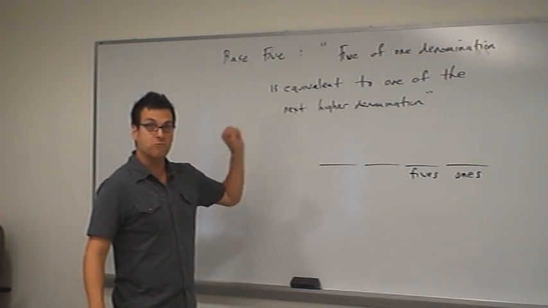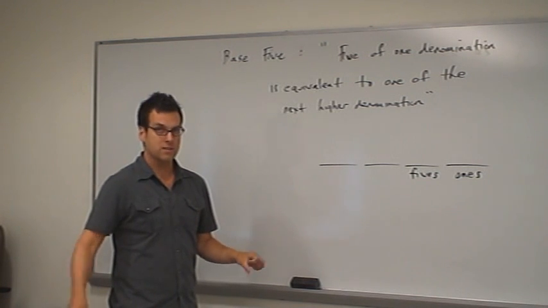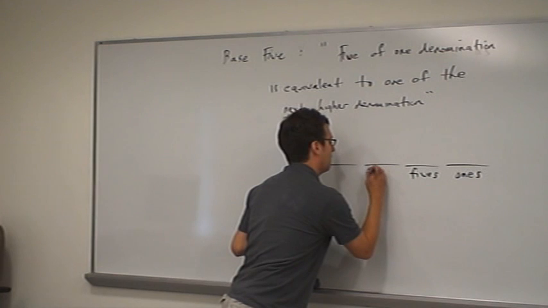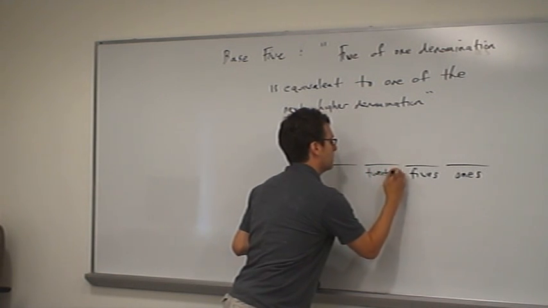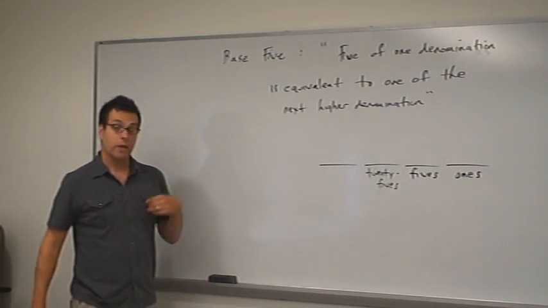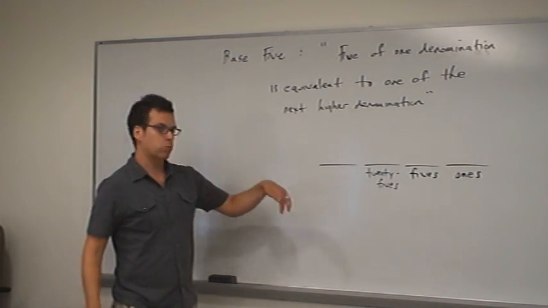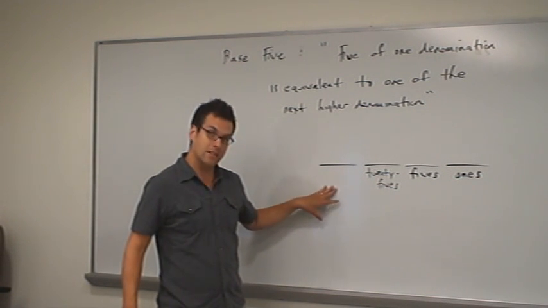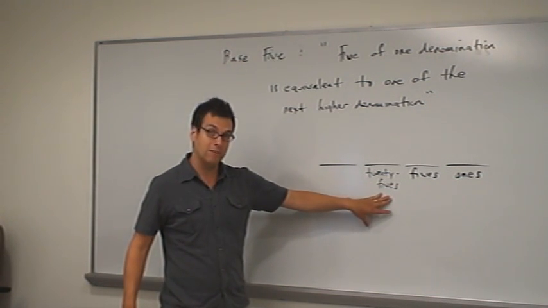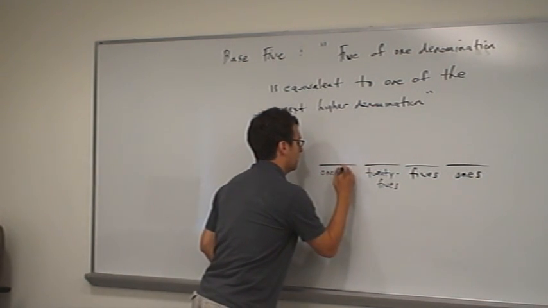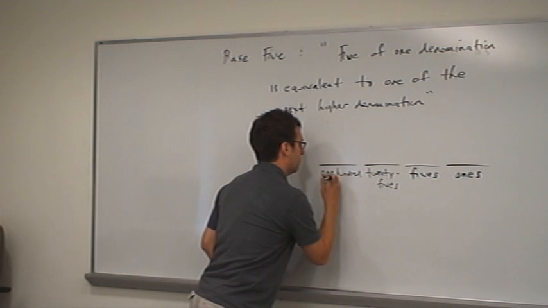Again, our rule is 5 of one denomination is 1 of the next. We're in the 5's place. 5 fives is the same as 25. So our next place value is the 25's place. We can keep going as long as we need to. Let's do one more place value. 5 of one denomination is 1 of the next denomination. 5 25s is the same as 125, so the next place is going to be the 125's place.